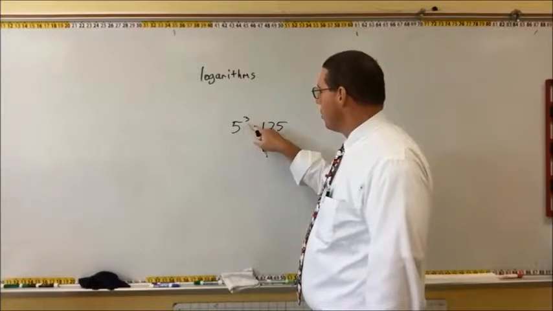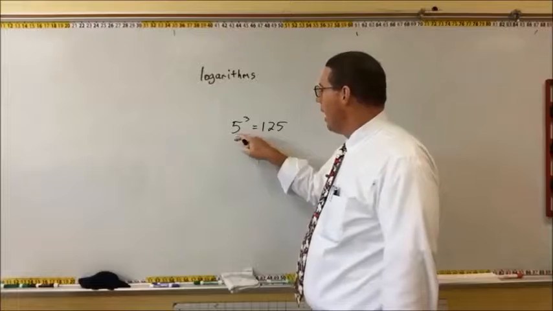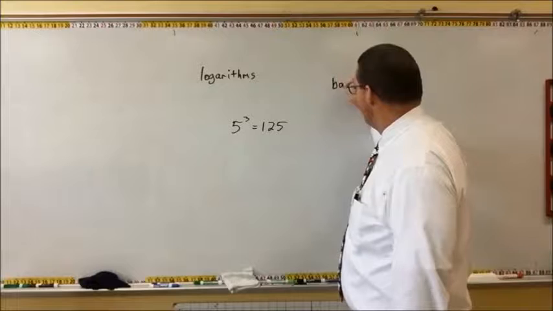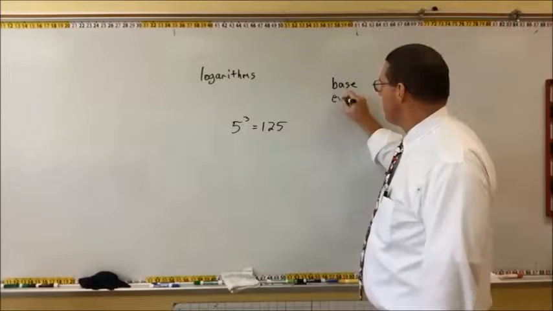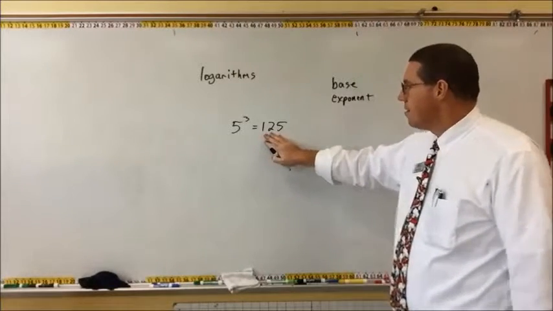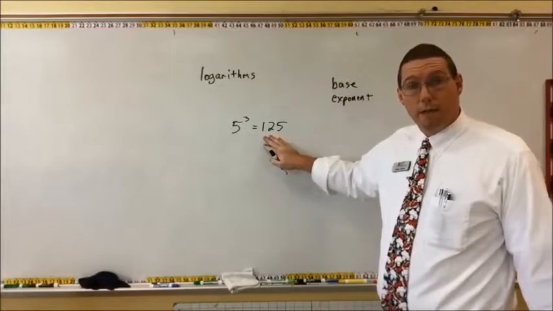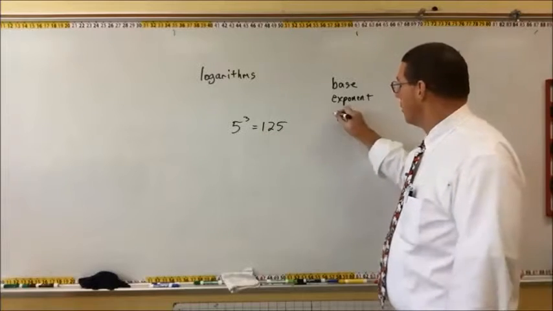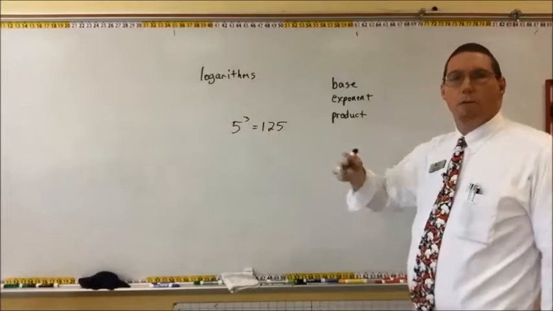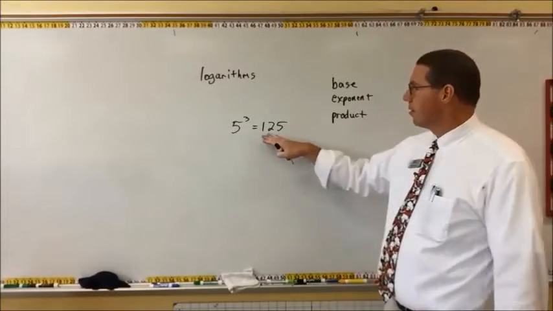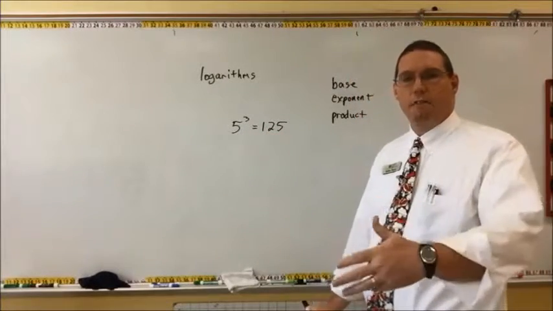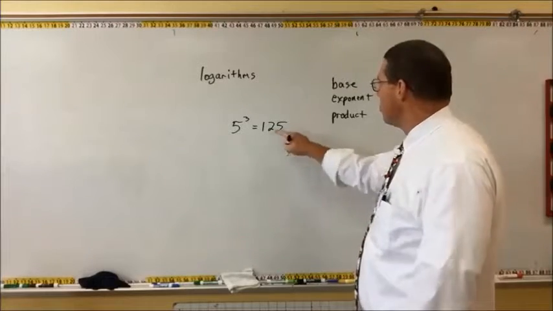See, we have 3 parts to this relationship. We have the exponential base, so we have the base of the exponent. We have the exponent itself, and then we have this, which I guess you can call the product of the exponential. When it's put inside of a logarithm, it's called the argument, but in this particular case, we can call it the product. It is the product of 5 times 5 times 5. So there's 3 parts to this.